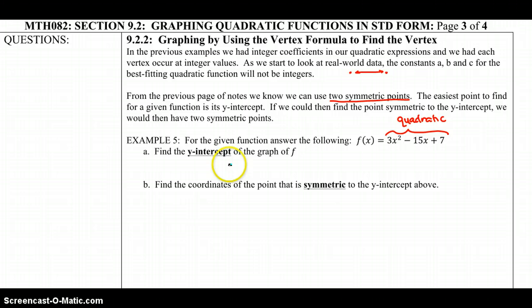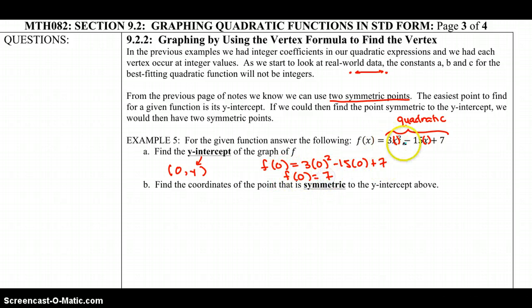First we're asked to find the y-intercept. The y-intercept is the output when the input is 0, so we want the y-coordinate when x is 0. If we take f of 0, we get 3 times 0 squared minus 15 times 0 plus 7. Eventually you should be able to eyeball that this is 7, because all of the terms with the variables become 0. So this puts our y-intercept at the point (0, 7). For an input of 0, we get an output of 7.